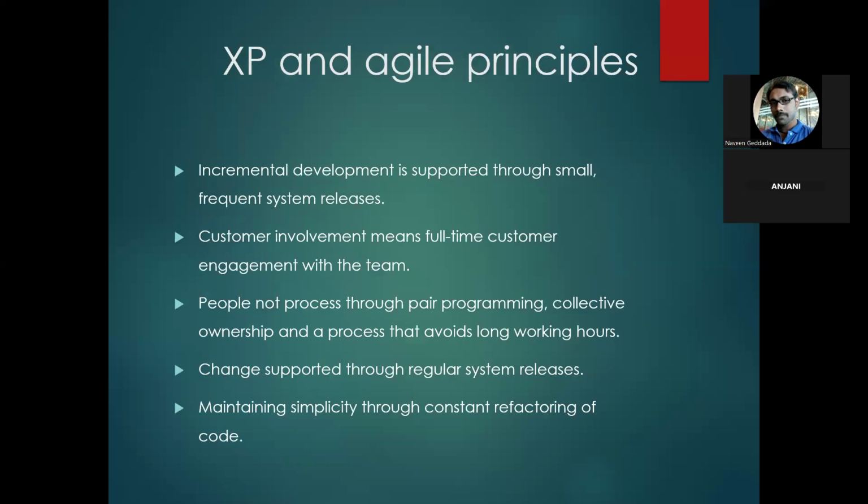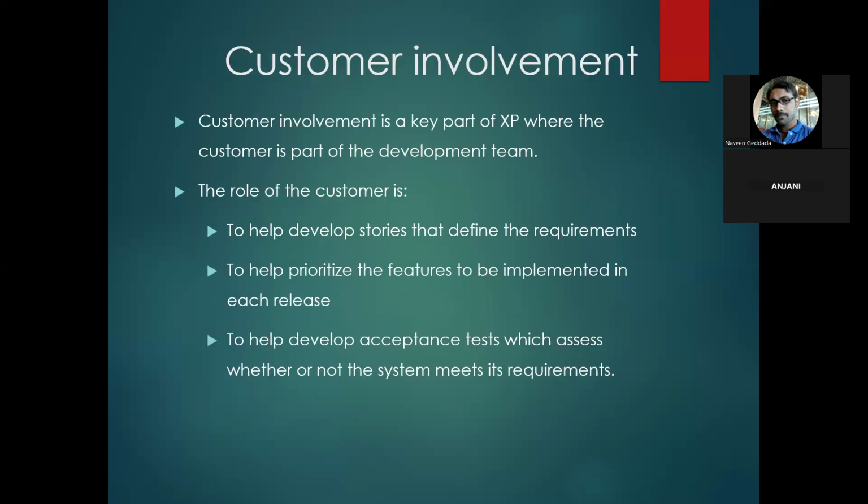So these are the XP and Agile principles. We already discussed incremental development, which is supported through small, frequent system releases. We also discussed that customer involvement is high and change is supported through regular system releases, because when we give the demo to the client or customer on the completion of the user story itself, we get the feedback. So we are maintaining multiple versions here, so we have multiple releases. And this is also the customer involvement, which we discussed.